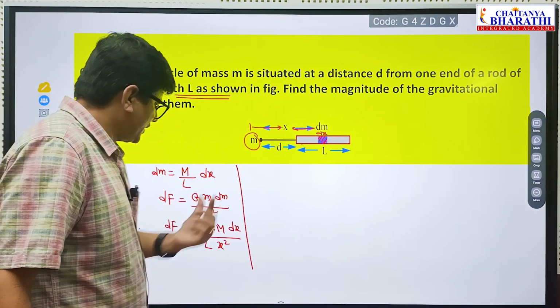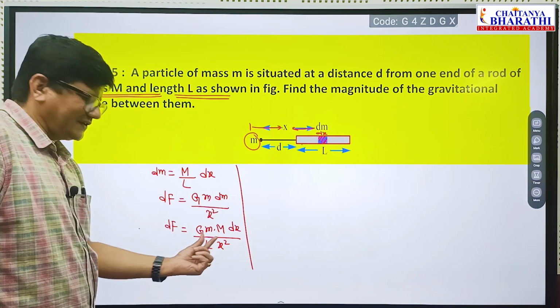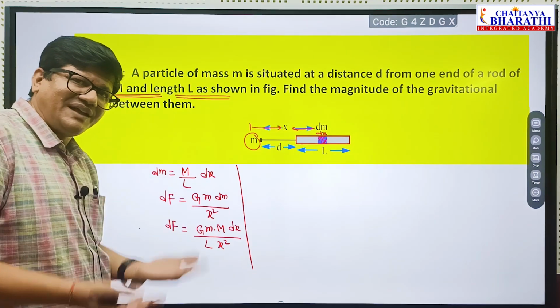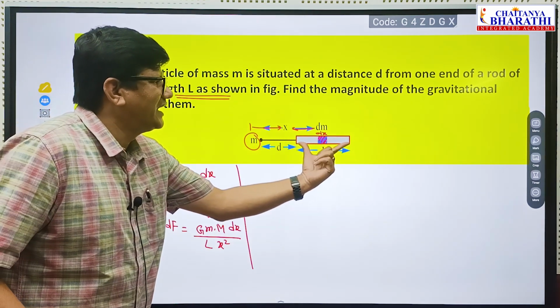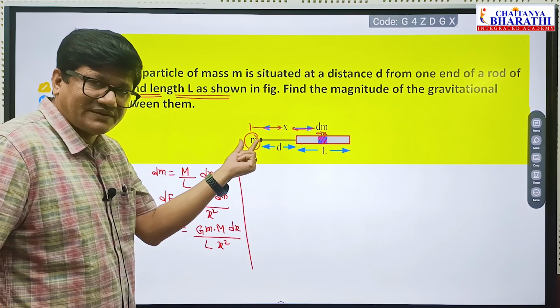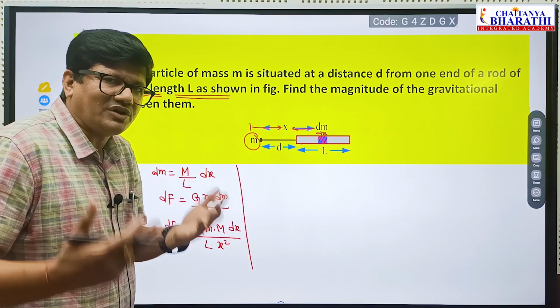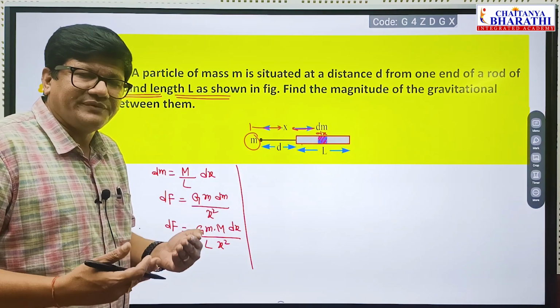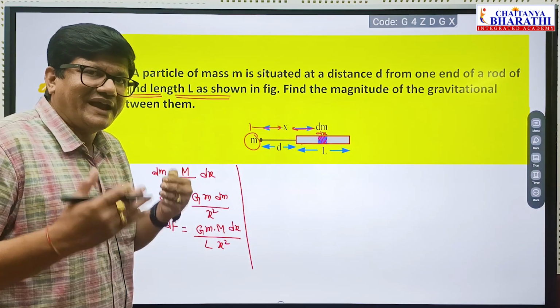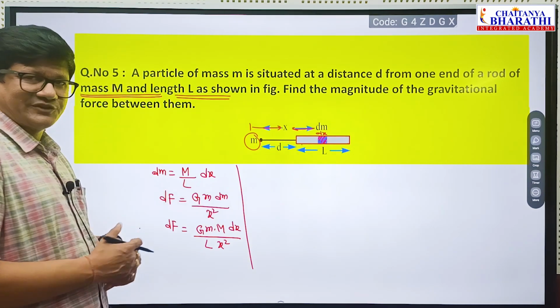Between these two, the force is this. But हमको क्या चाहिए? Total force between this rod and mass. ये दोनों का बीच में total force चाहिए. For calculation of total force, what we can do? We must integrate the given expression.